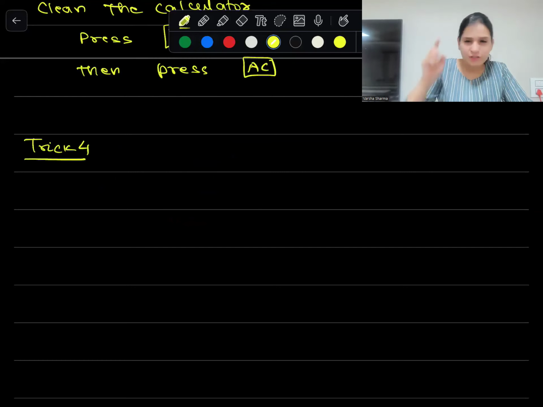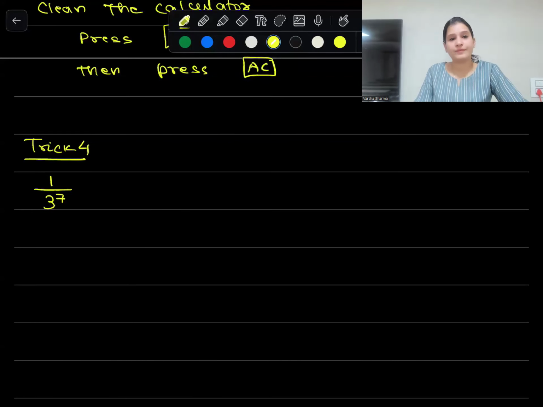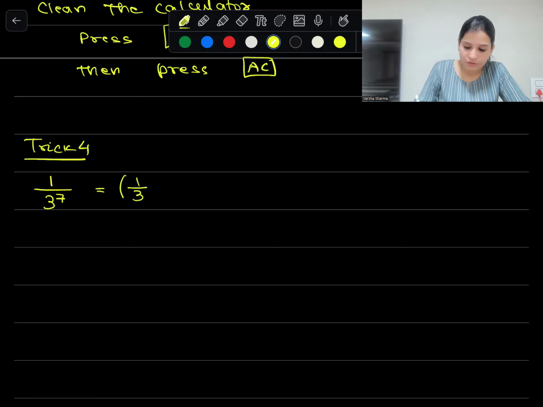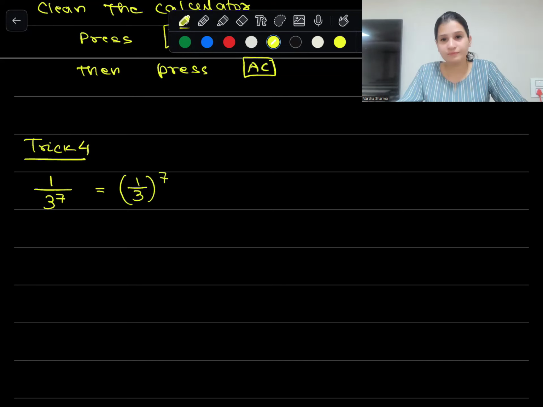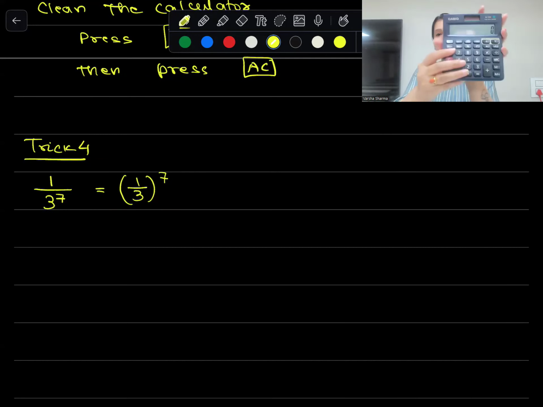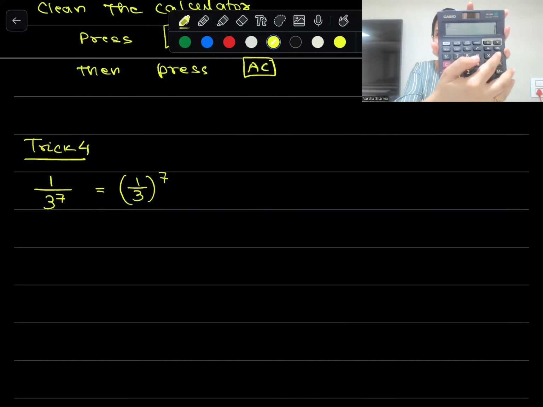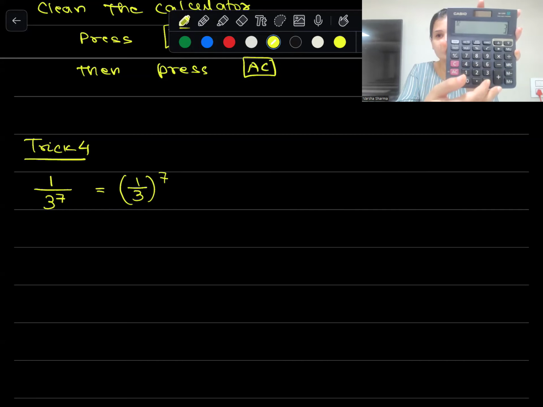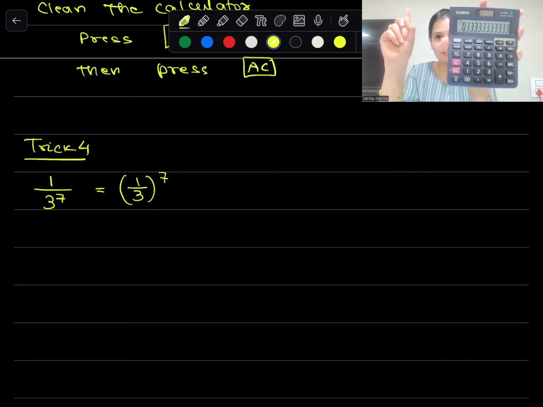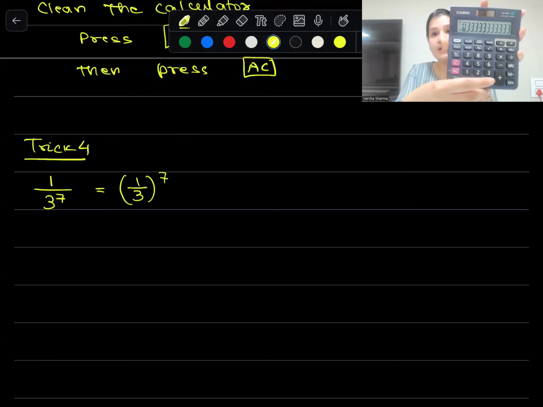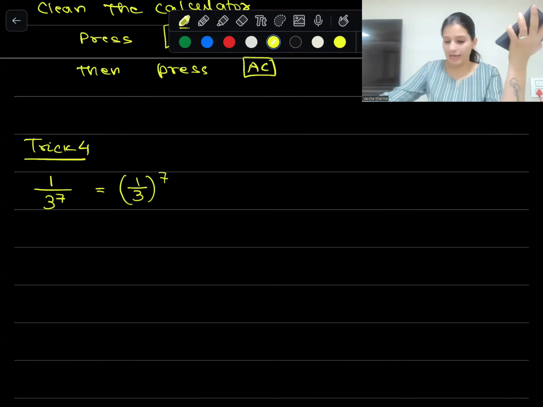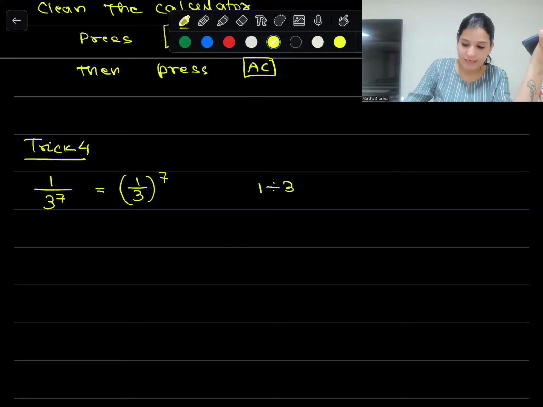Trick 4, similar to the above. Suppose I want to find 1 by 3 raised to power 7, whether it looks like this or it looks like this. Okay. So what do we do? Press 1, press divide, and press 3. Equal. This is 1. Now, as soon as I press equal to, it is going to divide it by 3 again and again. Why? Because I pressed 1 divided by 3 and now equal to.